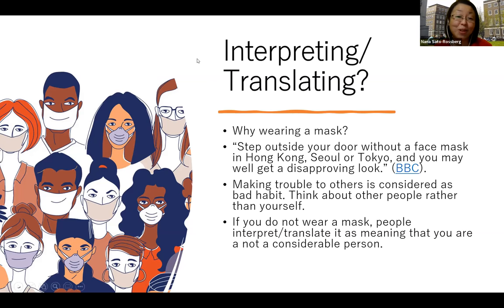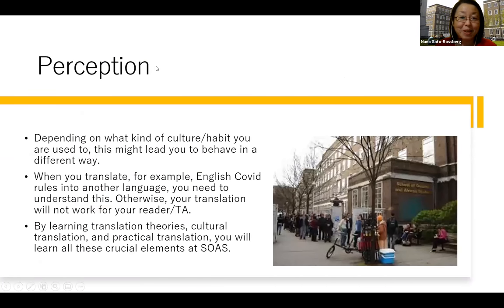Actually, to translate something is a very, very tough, difficult thing to do. That's why you need to study at the master level, especially at a place like SOAS because it's very multilingual and multicultural. So perception, depending on what kind of cultural habit you are used to, might lead you to behave in a different way. That's why we are researching 17 language communities in London. Because as I already explained, even if Lutz and I get the same information, how we understand that information is very different. So as a result, how we behave based on that information will be different, right?